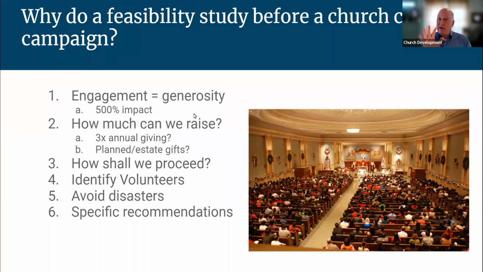That's a multiple of 5. So a 500% increase in giving as a result of engagement. I know that because I have failed and not done engagement, and then I've devoted myself to thorough engagement. How much can we raise? We always begin with the question, can we raise 3 times annual giving? And if we can't hit that, are we going to hit our average outcome of 250% of annual giving?